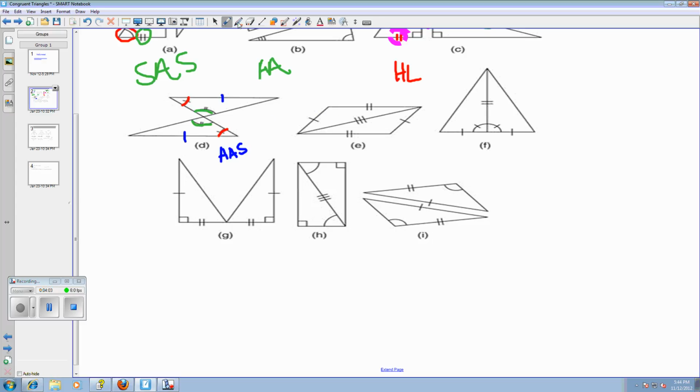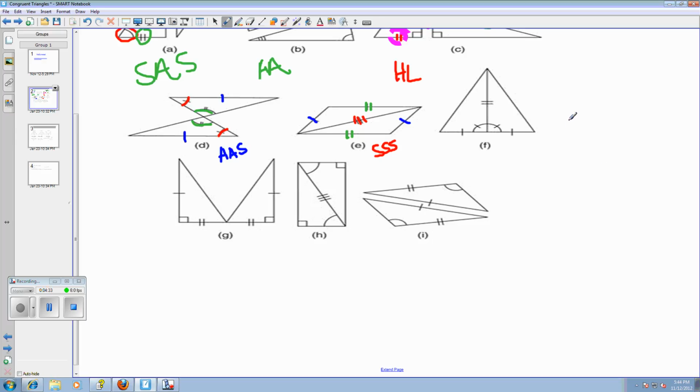In E, we know nothing about the angles. So what do we know? We have a side and a side. Then we have this side congruent to this side. And since they share a side across the middle, we have that side is congruent as well. So by the side, side, side postulate, we know that those two triangles are congruent.